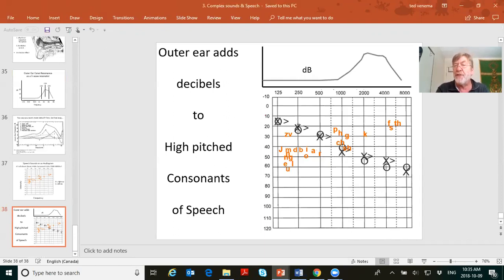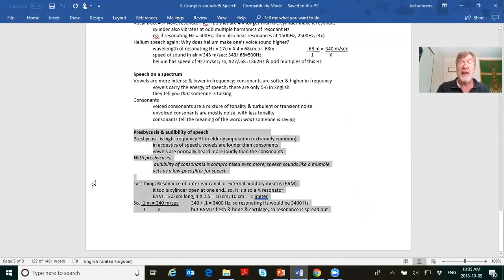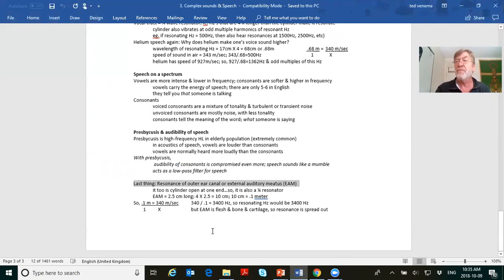And this person has a high frequency hearing loss, represented by the O's being the right ear and the X's being the left ear. And the person can hear the low-pitched sounds of speech but cannot hear the high frequency consonants. Presbycusis. And that's what we're talking about here. Last thing, resonance of the outer ear canal. There it is yet again. Okay, so these are the salient and high mark points that I need people to look at in terms of the physics acoustics. There we have it.